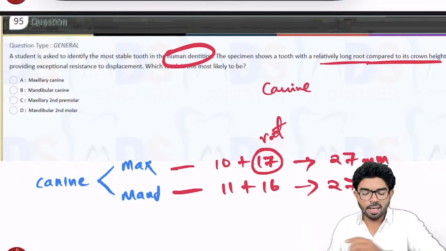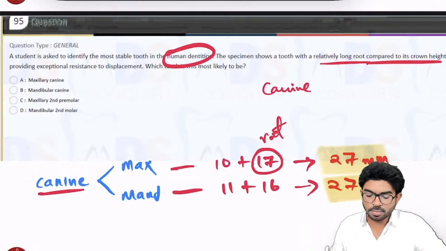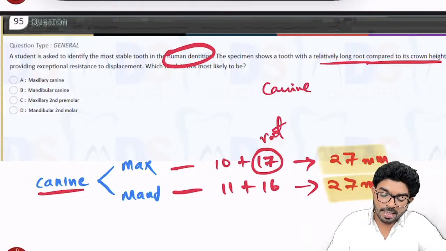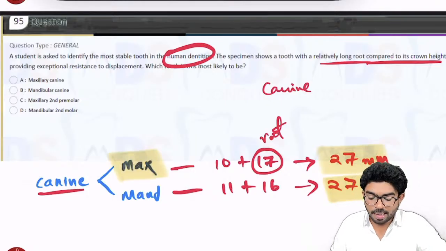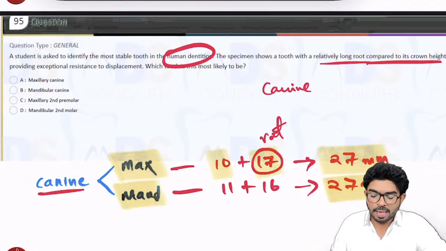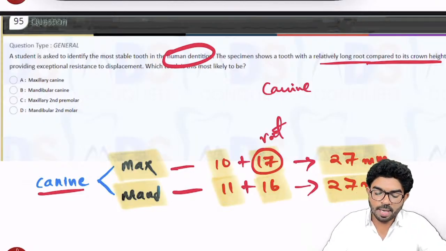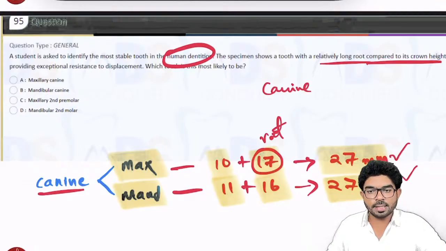Now it is very simple. If you check canines, both canines have the same dimensions, that is 27 millimeters according to Wheeler's. In the maxillary canine, the crown is 10 millimeters and the root is 17 millimeters. In the mandibular canine, the crown is 11 millimeters and the root is 16 millimeters. Both of them have the same total dimension, 27 millimeters.